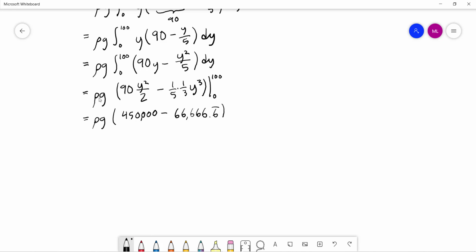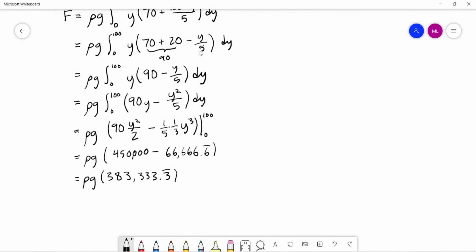And that is the whole thing evaluated at the top. When we evaluate it at the bottom, we'll get no contribution whatsoever. And so I'm going to have rho g times this difference, which is 383,333.3 repeating. And lastly, the rho and the g.